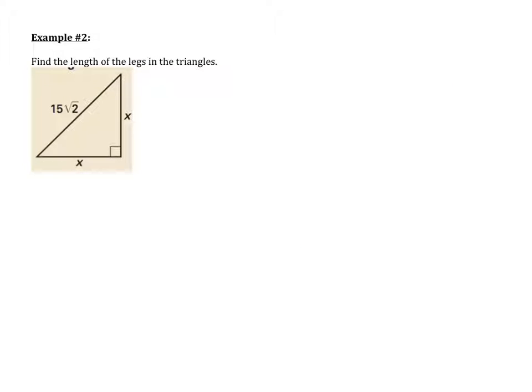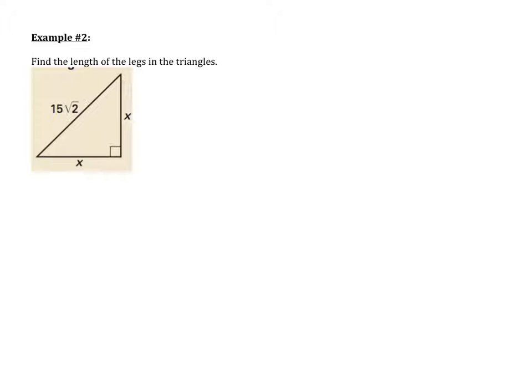So now in this example, we're going to work backwards. So here's example number 2. It says find the length of the legs in the triangle. So notice we were given the hypotenuse this time. But first, let's identify what type of triangle I have. If I have a leg length of x and a leg length of x, that means I have an isosceles triangle, which means that this angle will be congruent to this angle, and if this is 90 degrees, it means I have a 45, 45, 90.